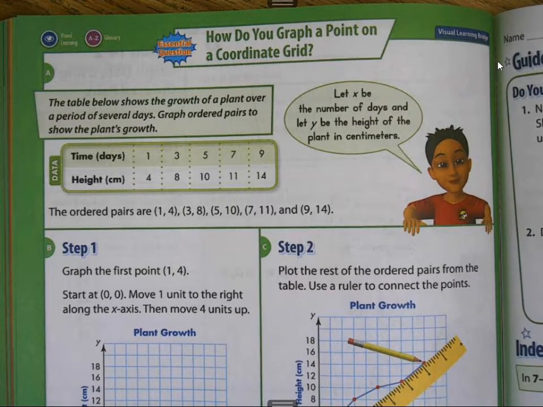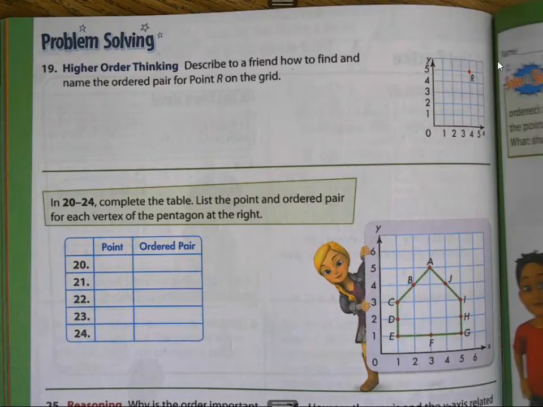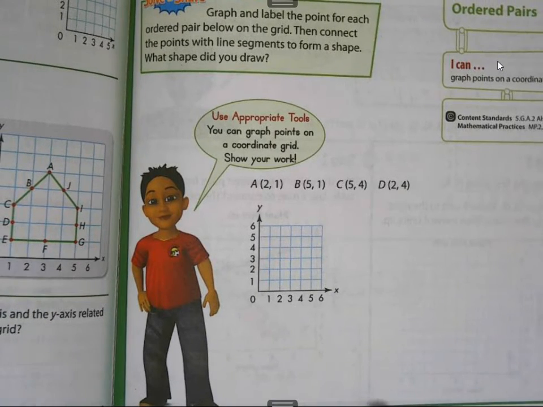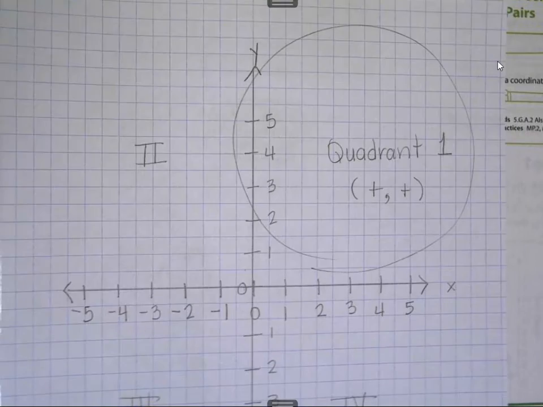All right, our essential question for today is, how do you graph a point on a coordinate grid? So graph means how do you put the point on the coordinate grid? And the coordinate grid we talked about yesterday is this wonderful tool where we have the X number line and the Y number line meeting. And I believe this is my drawing from yesterday.